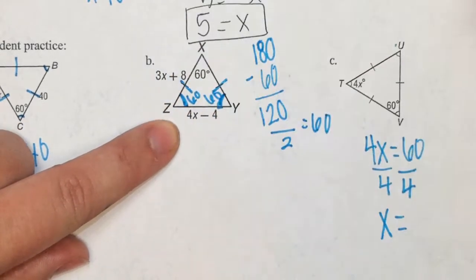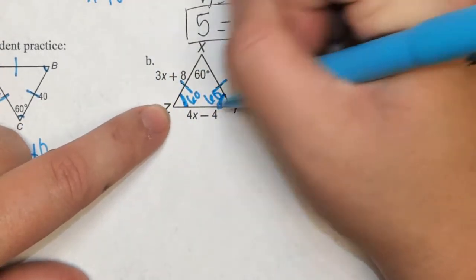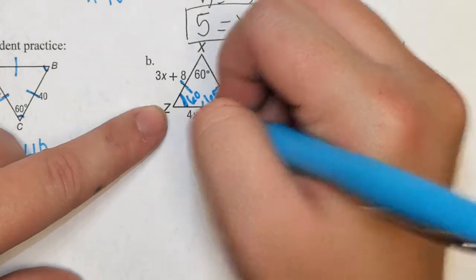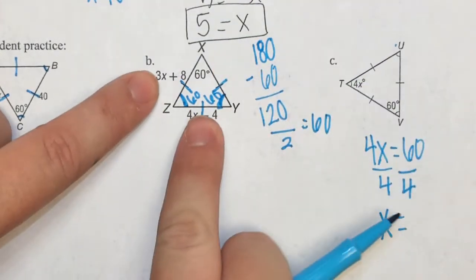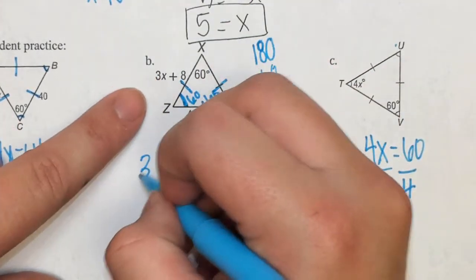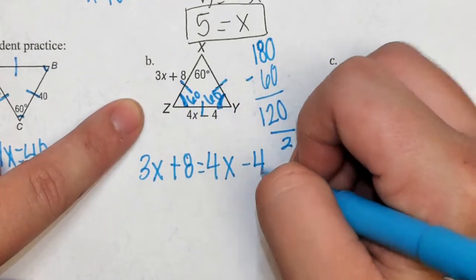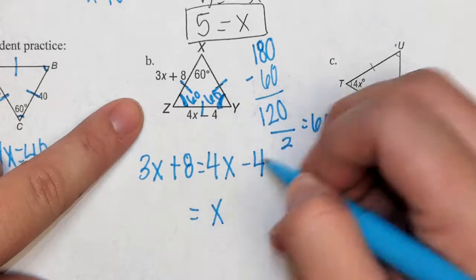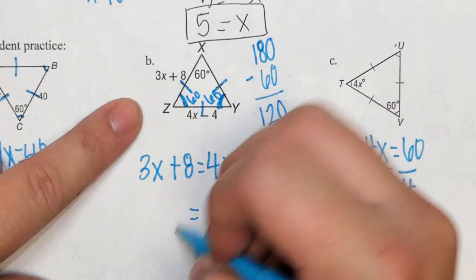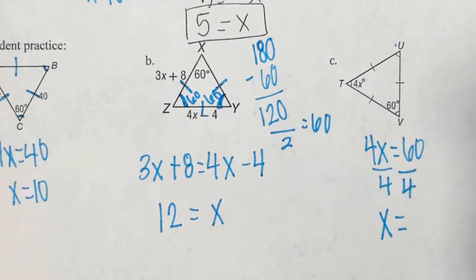Well, if all of these angles are 60, then all of the sides are congruent. So I can add 1 dash. So now I know both of these have 1 dash, so I can finish solving. 3x plus 8 is equal to 4x minus 4. So subtract 3x, add 4 to 8, and I get 12.